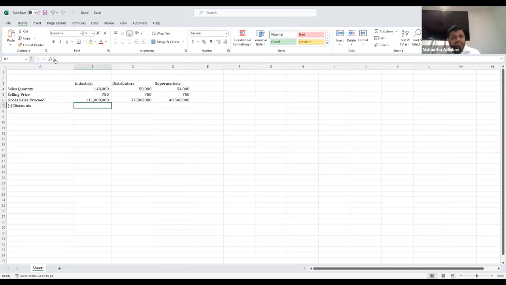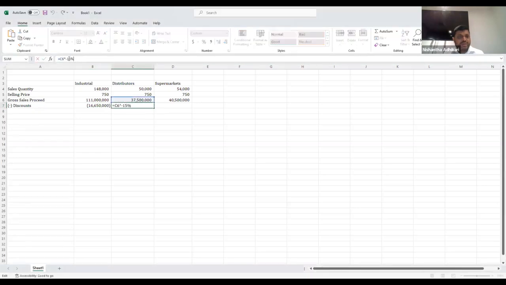You have given industrial 15% discount, multiplied by 15%. That is for industrial. Then if you look at distributors, they have given 20% discount. Supermarkets, they have given 25% discount. Now you have to calculate what is the net sale proceed.